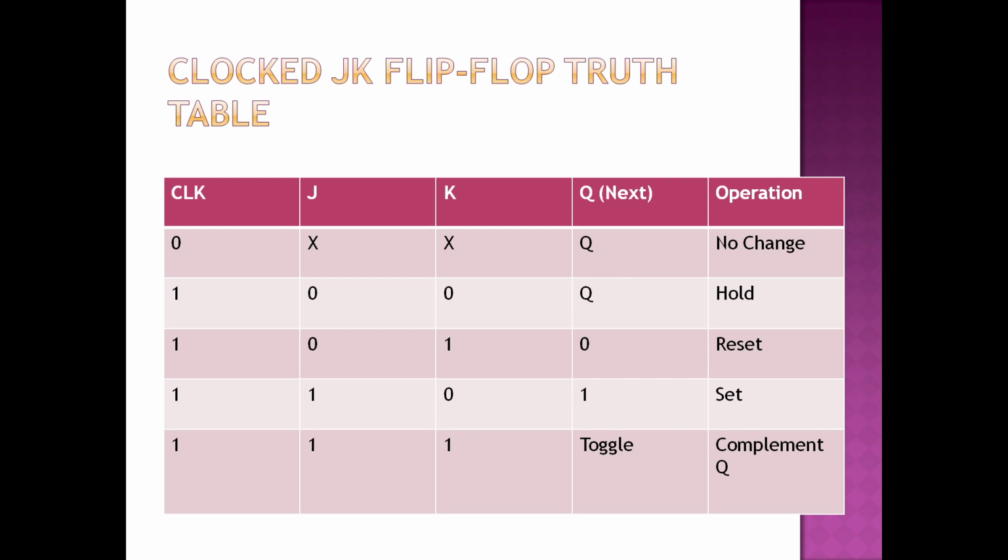Now we can discuss the truth table of the clocked JK flip-flop. When the clock is 0, there is no change, it holds. And when J is 0 and K is 0, it holds the memory state. When J is 0 and K is 1, it resets the value. When J equals 1 and K equals 0, it sets the value. When J and K both are 1, it toggles, giving the complement of Q. The toggle feature when both inputs are high gives the JK flip-flop its advantage over the SR flip-flop.